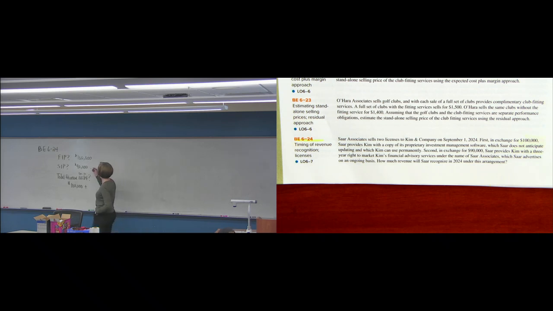September 1st. Okay, so if we're recognizing this second license over a period of time, it says 3 years, but we'll do 36 months. And what do you get per month? How much? 2,500. Okay. Yeah, I mean, I did it, but I don't remember if that's right. So I'm not going to do that math in my head.